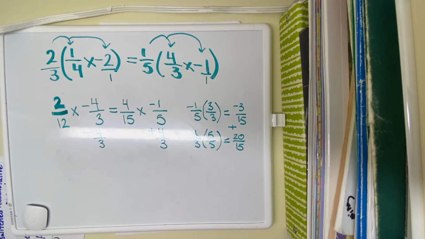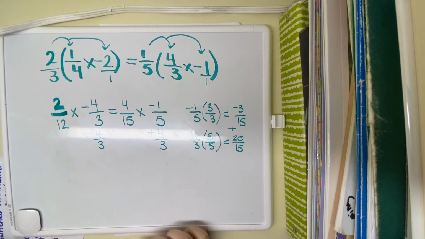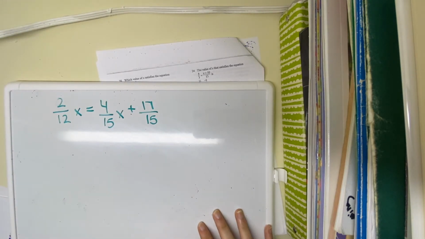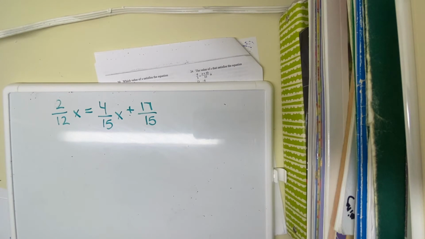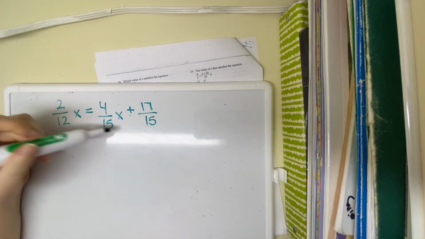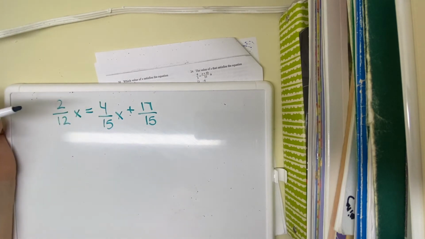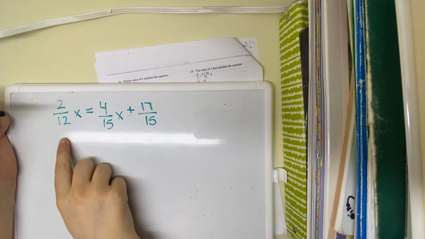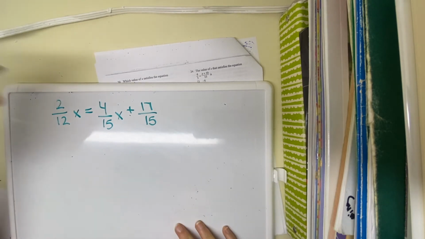So now what I'm going to do is erase. I have 2/12 x and 4/15 x, and I'm going to subtract one of them on both sides to get them on the same side. So I am going to subtract the 4/15 x so that I still have something over here, whereas if I subtracted the 2/12 x, I would only have a 0 over here.